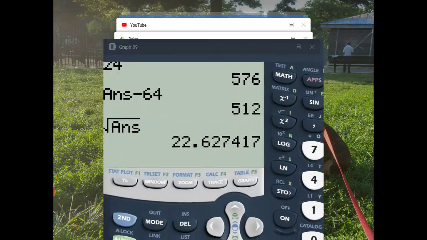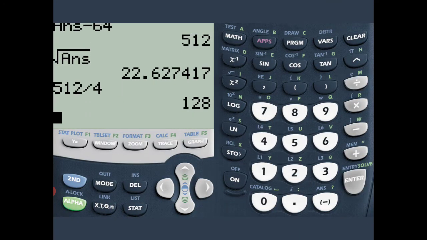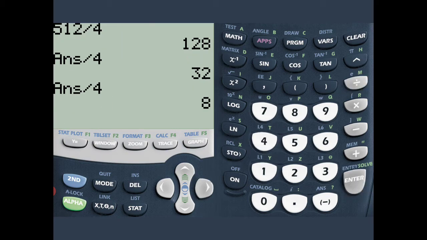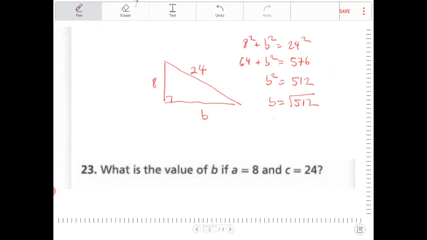Because it's not a perfect square, 512, is this divisible by 4? Yes, it is. That looks like it's divisible by 4 again. And it's divisible by 4 again. And one more time. So this is going to be 16. It's actually going to be 16 squared times 2. That makes 512. So really, B is equal to 16 square root of 2.